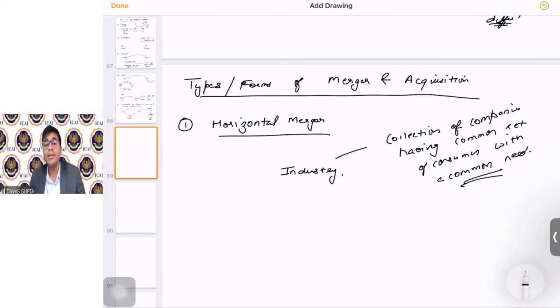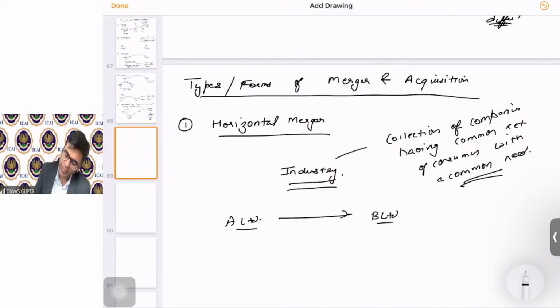For example, automobile industry, the need is to get a four-wheeler or two-wheeler, right? That is the collection of all those companies who are giving the product in that manner is called as industry. Now there are two companies belonging to the same industry. If they merge with each other, that is called as horizontal merger. Because within the same industries, these were operating as two different players. Now they have merged. These are called as horizontal merger.